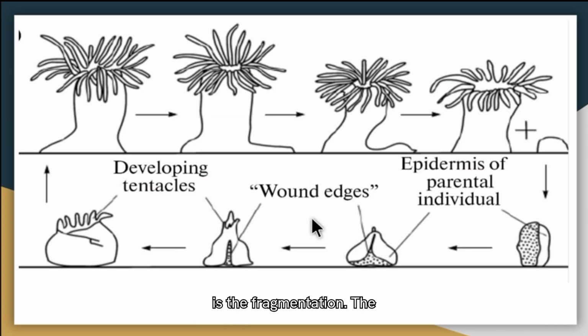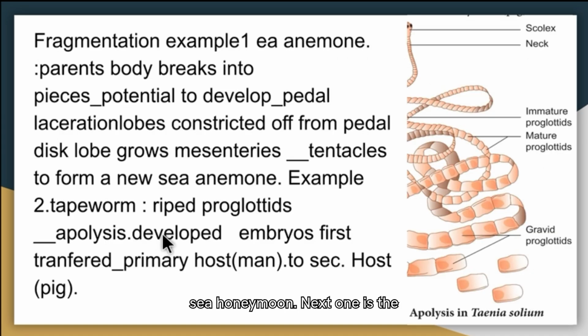Next one is the fragmentation. The fragmentation is a piece of body in the pedal region, a piece of body becoming and developing as a new sea anemone. Example for fragmentation, the tapeworms.